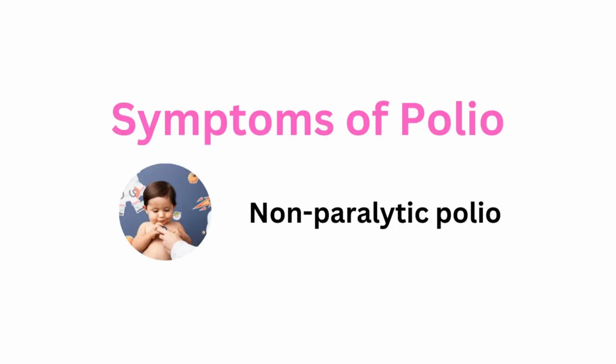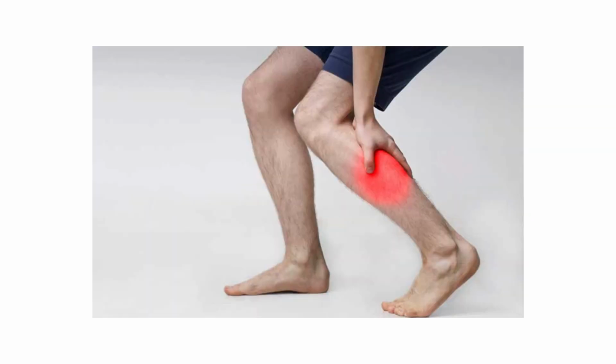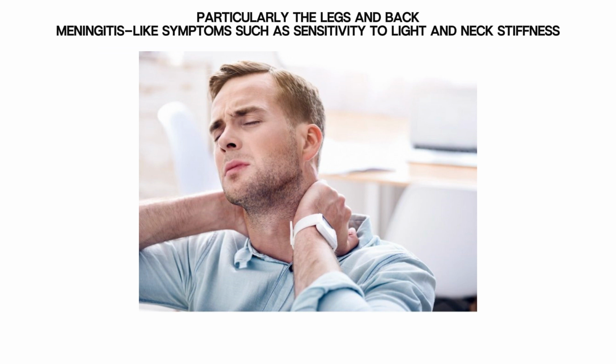Non-paralytic polio. Some people may develop a more severe form of the disease known as non-paralytic polio. In these cases, symptoms may include muscle stiffness, pain or stiffness in the limbs, particularly the legs and back, and meningitis-like symptoms, such as sensitivity to light and neck stiffness.